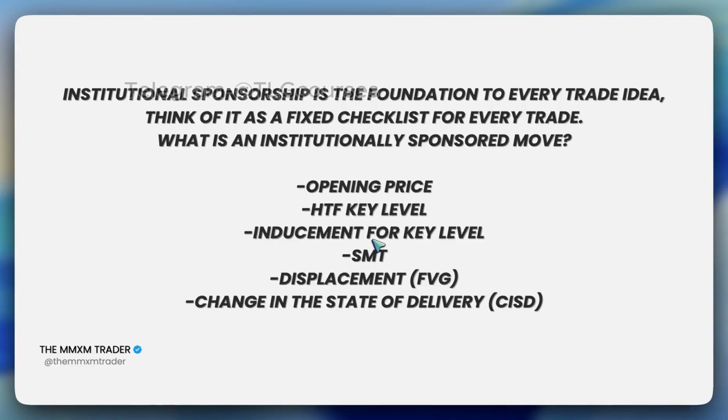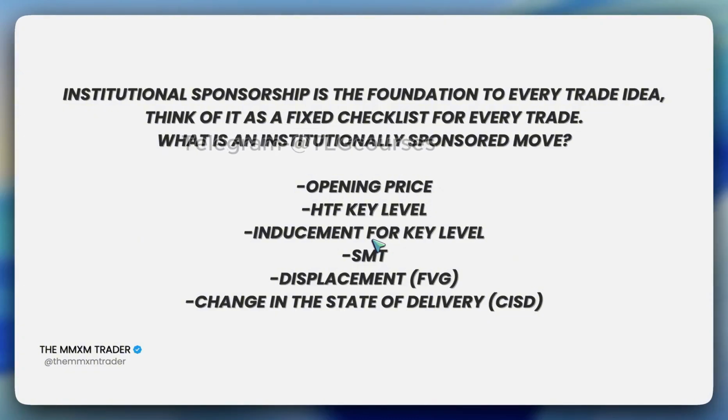We have to have the opening price as a reference, right? Selling above, buying below, a high time frame key level, inducement for the high time frame key level. So if it's a bullish key level, we want to see a short-term low just above it or around it. And if we're bearish, we want to see a short-term high just below it or around it, right?